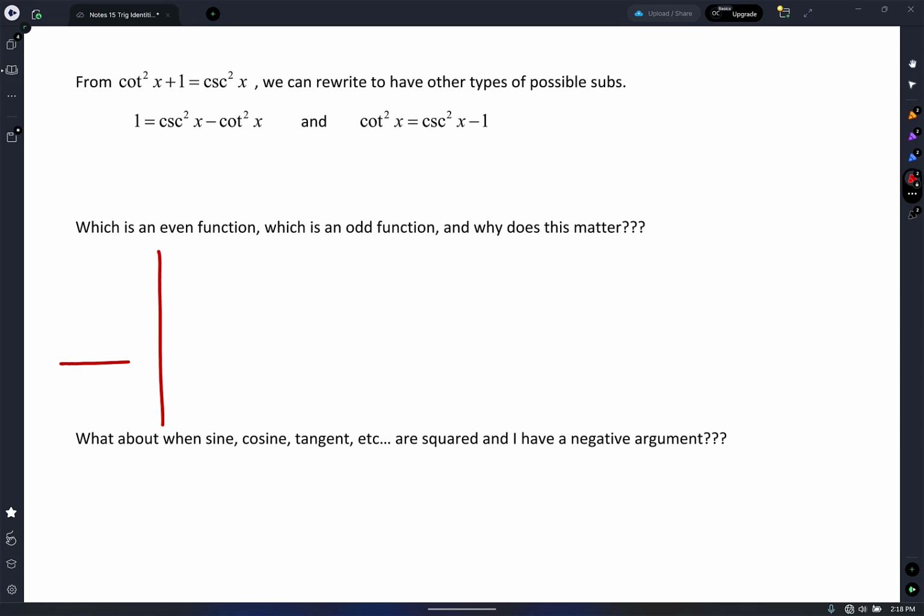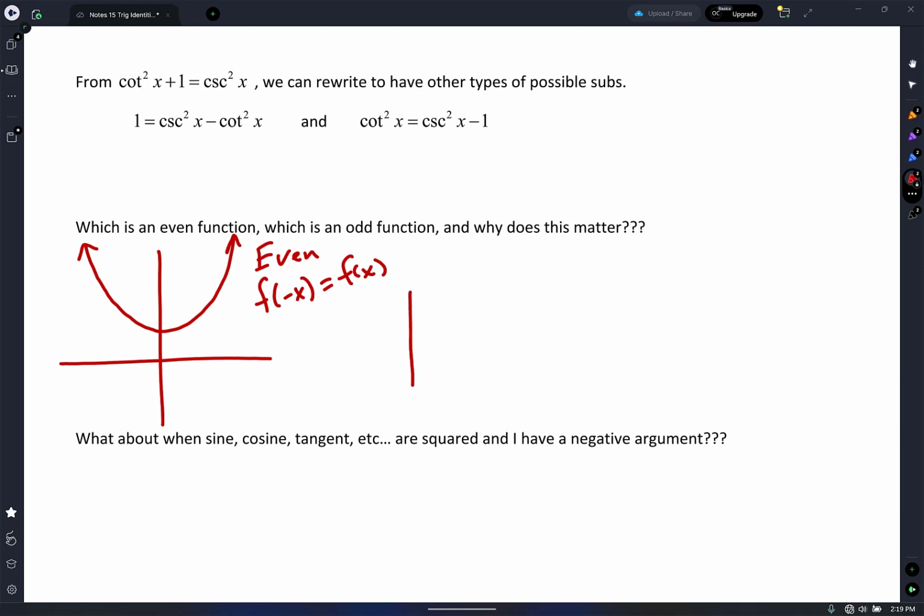An even function is symmetric across the y-axis. It does not have to go through the origin for it to be even. This is an even function. We know that, right? An even function has this property: f of negative x equals f of x.